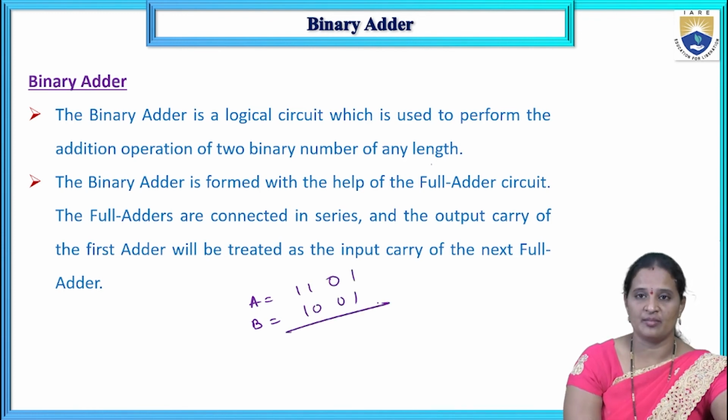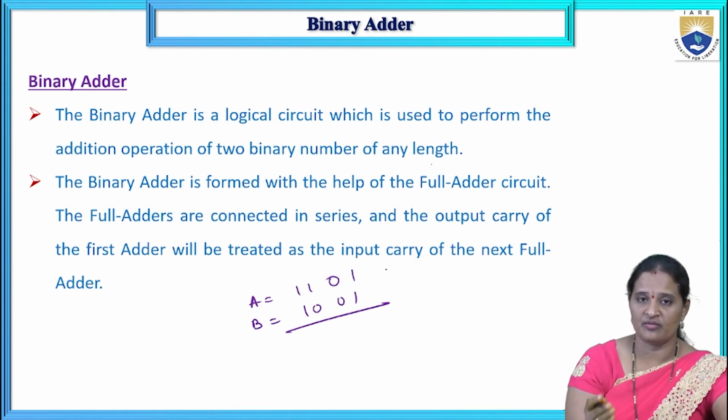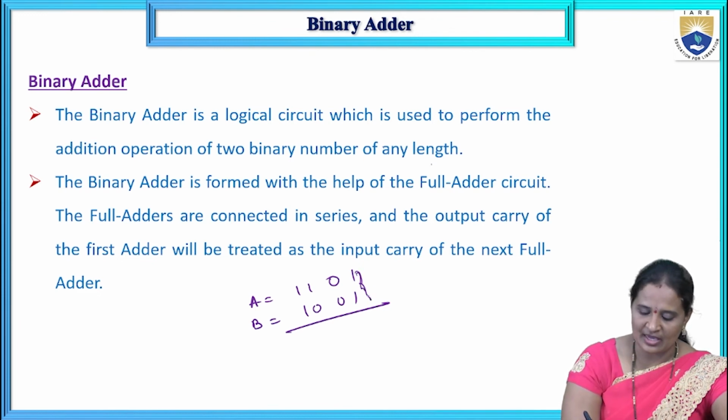These are the two binary numbers, which are 4-bit each. Now how can we perform the addition? We need to perform the addition bit by bit, starting from LSB to the MSB. For performing this, I can use a full adder or half adder. Why can I use a half adder? Because these are the least significant bits, and as we don't have any carry while adding the least significant bits, I can use a half adder.